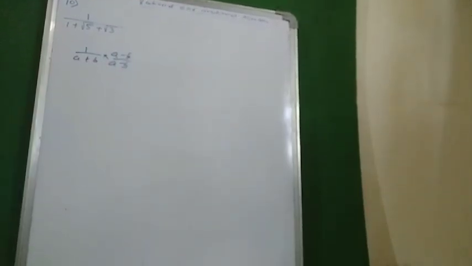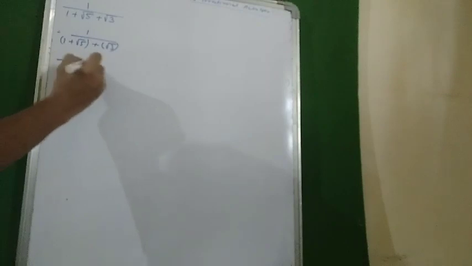But in this sum we have three terms, that is 1 upon 1 plus square root of 5 plus square root of 3. So I'll do one thing. I'll make a group, that is 1 plus square root of 5 as a, and square root of 3 as b. So this is my a part and this is my b part.